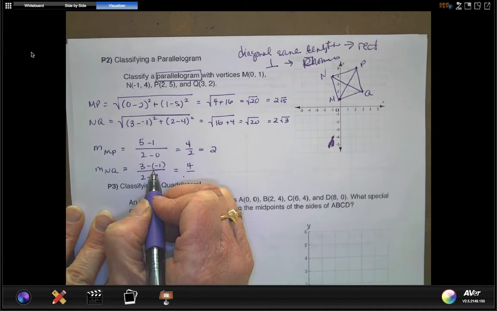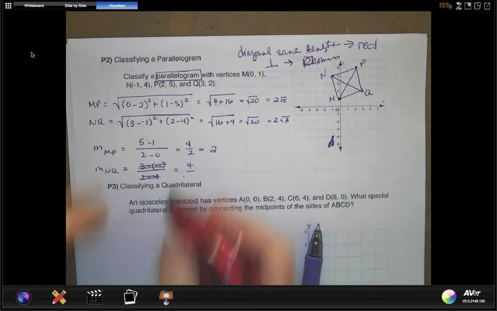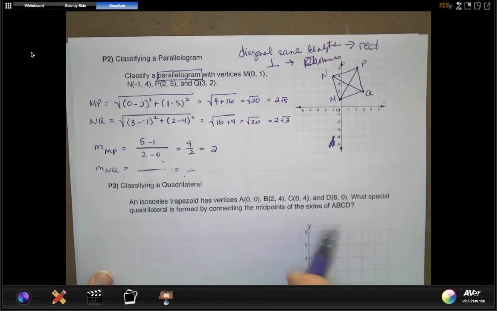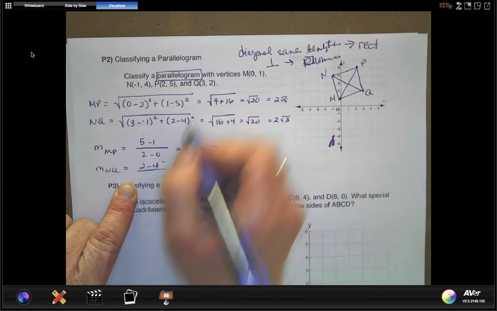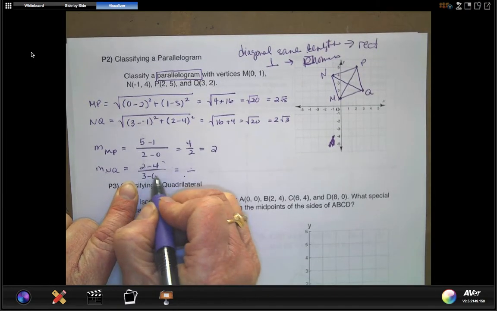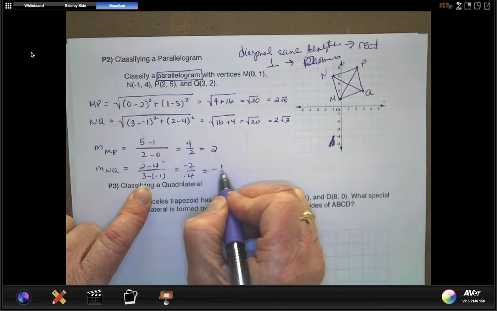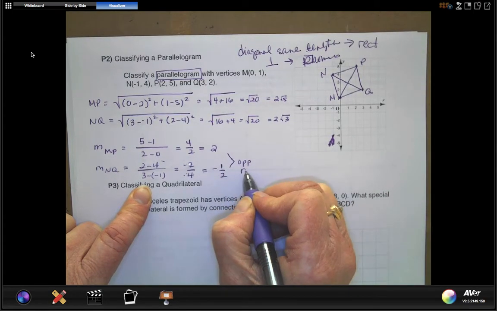And I just wrote the change in X, didn't I? So I'm going to do the change in Y. So 2 minus 4 over the change in X. So this would be negative 2, and this will be 4. So this reduces to negative 1/2. So these are opposite reciprocals.